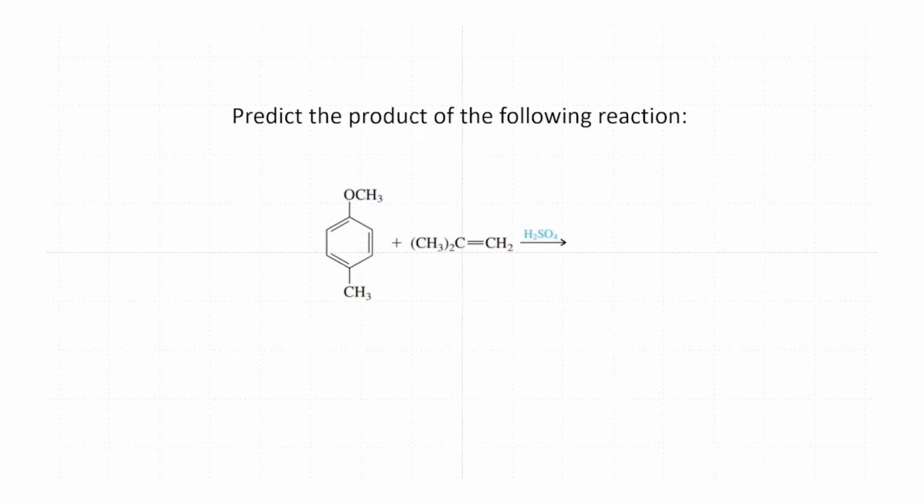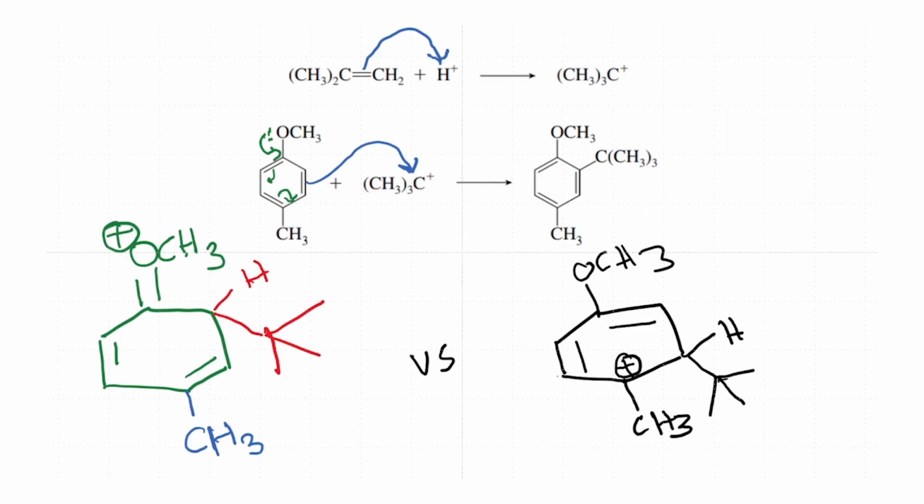Predict the product of the following reaction. So here we are dealing with a competition between a methoxy group and a methyl group, and the reaction with this olefin in the presence of H2SO4. As you would have correctly guessed or predicted, the olefin is going to get protonated and it's going to produce a tertiary carbocation as shown here.